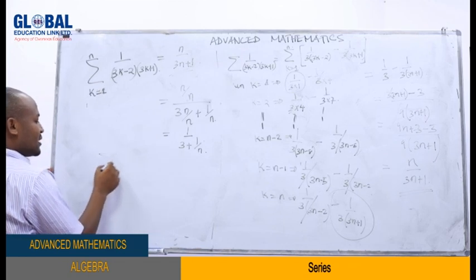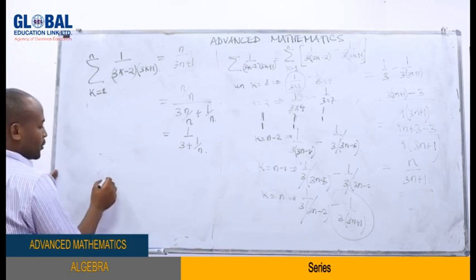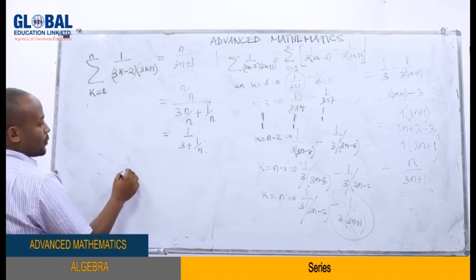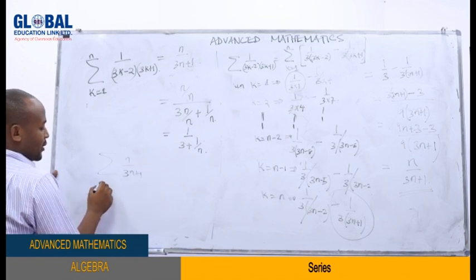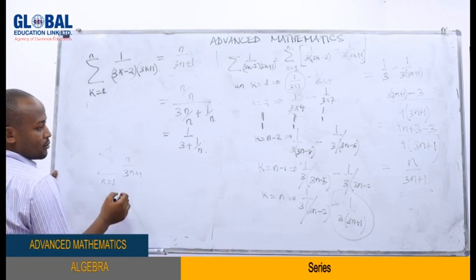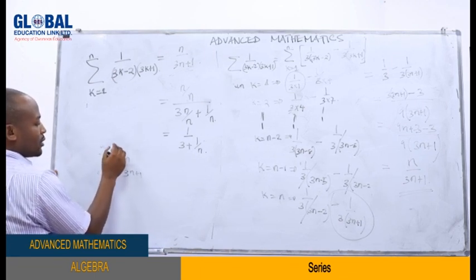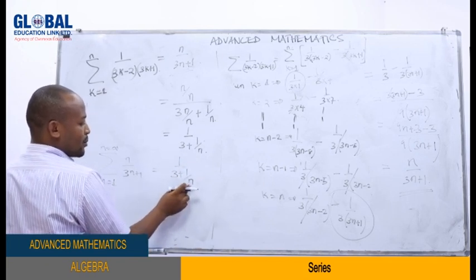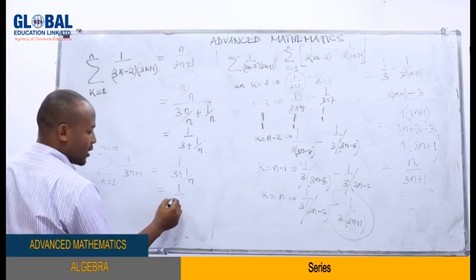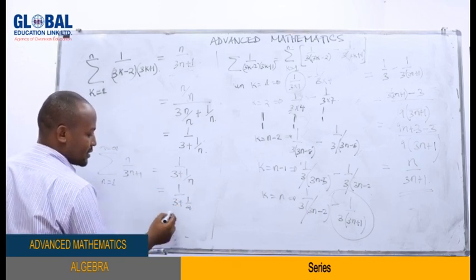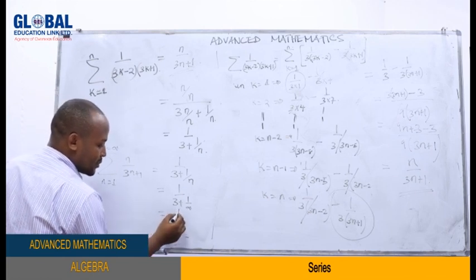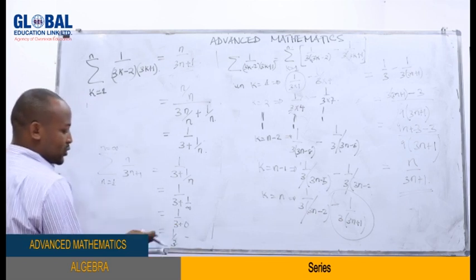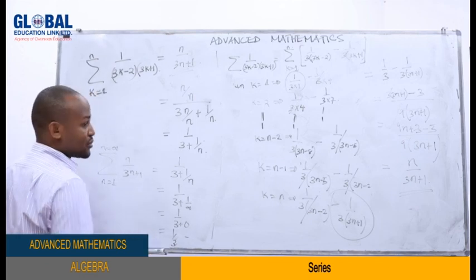But remember, we are told to find the sum to infinity. That means we have n over 3n plus 1 when n goes from 1 to infinity. That means when n is equal to infinity. Now writing that, it is equal to 1 over 3 plus 1 over n. Putting infinity there, we are going to have 1 over 3 plus 1 over infinity. And what is this? This is 0. That means we are left with 1 over 3 plus 0, and that is 1 over 3. So this is the sum to infinity.